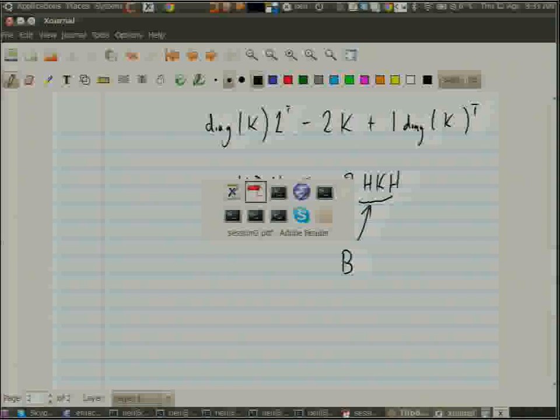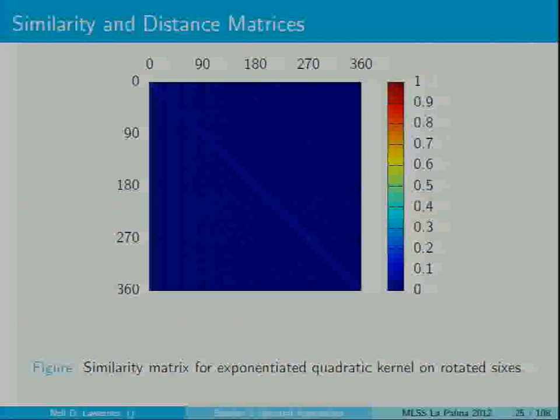Okay, so what I'm showing here is the similarity matrix. It's very clear for those rotated sixes. It's very unclear, I'm afraid. There's a light blue line going down here, and then it's going up to red in the middle. It must be red right along the diagonal.